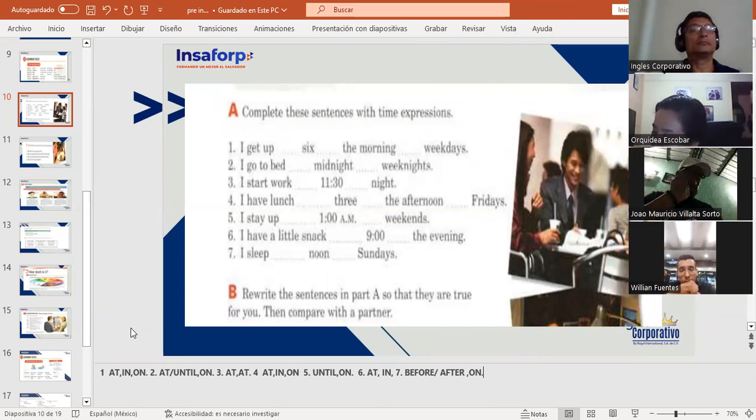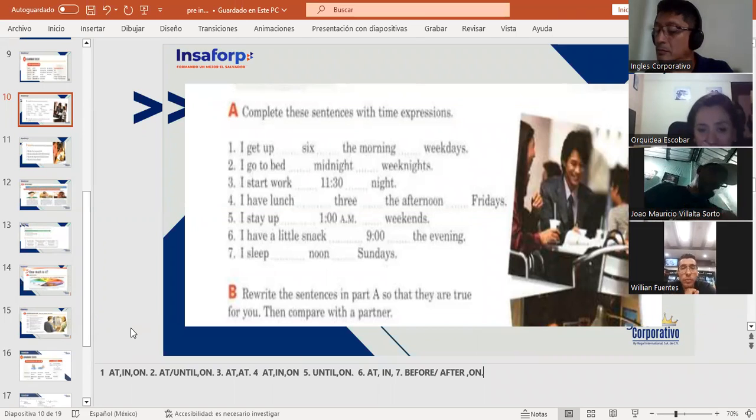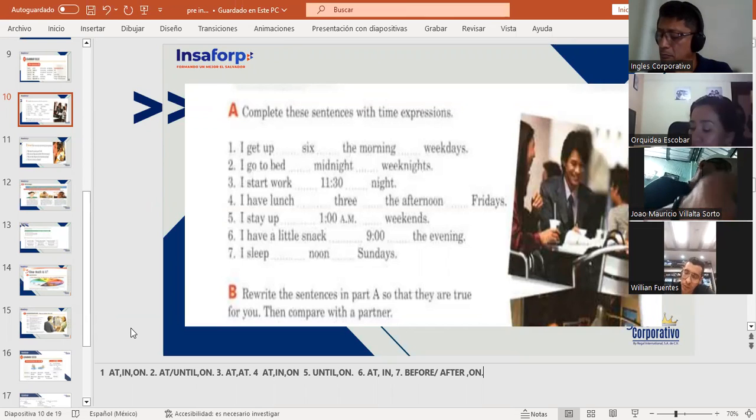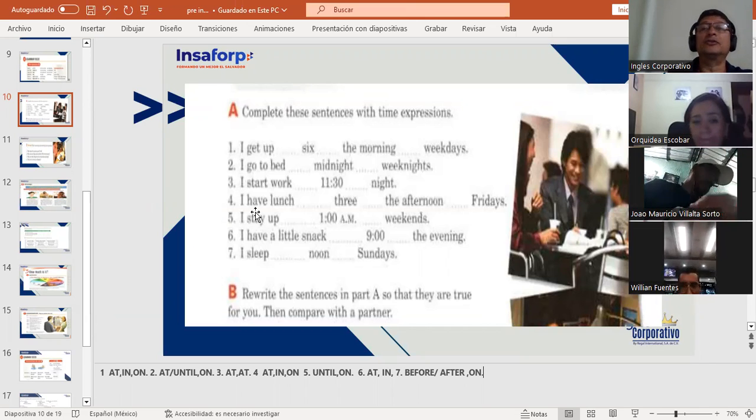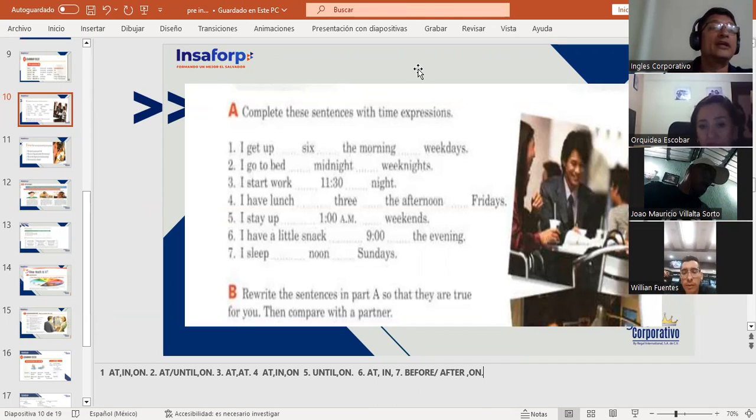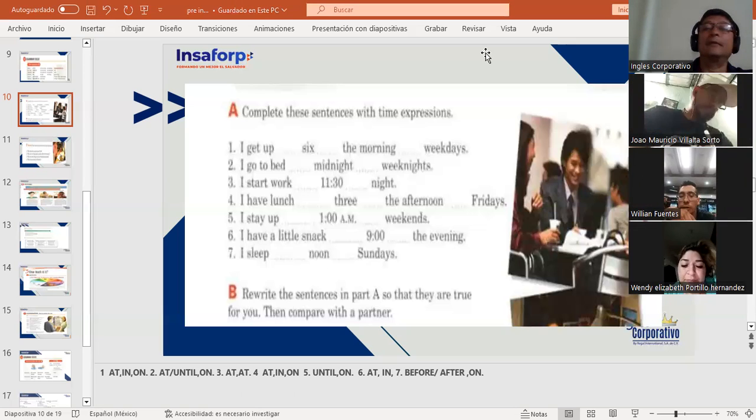Finish. Okay, I guess everybody's finished. If you're finished, let's go to the groups and you're going to read your sentences to your partners, okay? Understand the activity? Repeat, please. We're going to work in groups and you are going to read your sentences to your partners. Thank you very much. Let's go to the rooms.